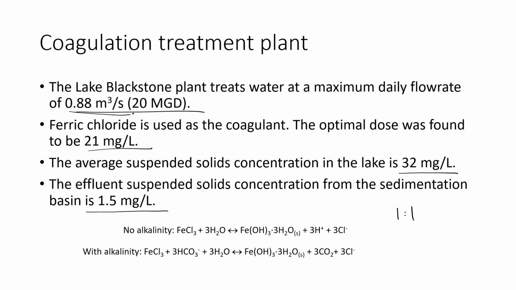Now note, when we're looking at the amount of ferric hydroxide produced, it is produced at a 1-to-1 stoichiometric ratio with the ferric chloride, and that is independent of whether or not we have alkalinity or we don't.